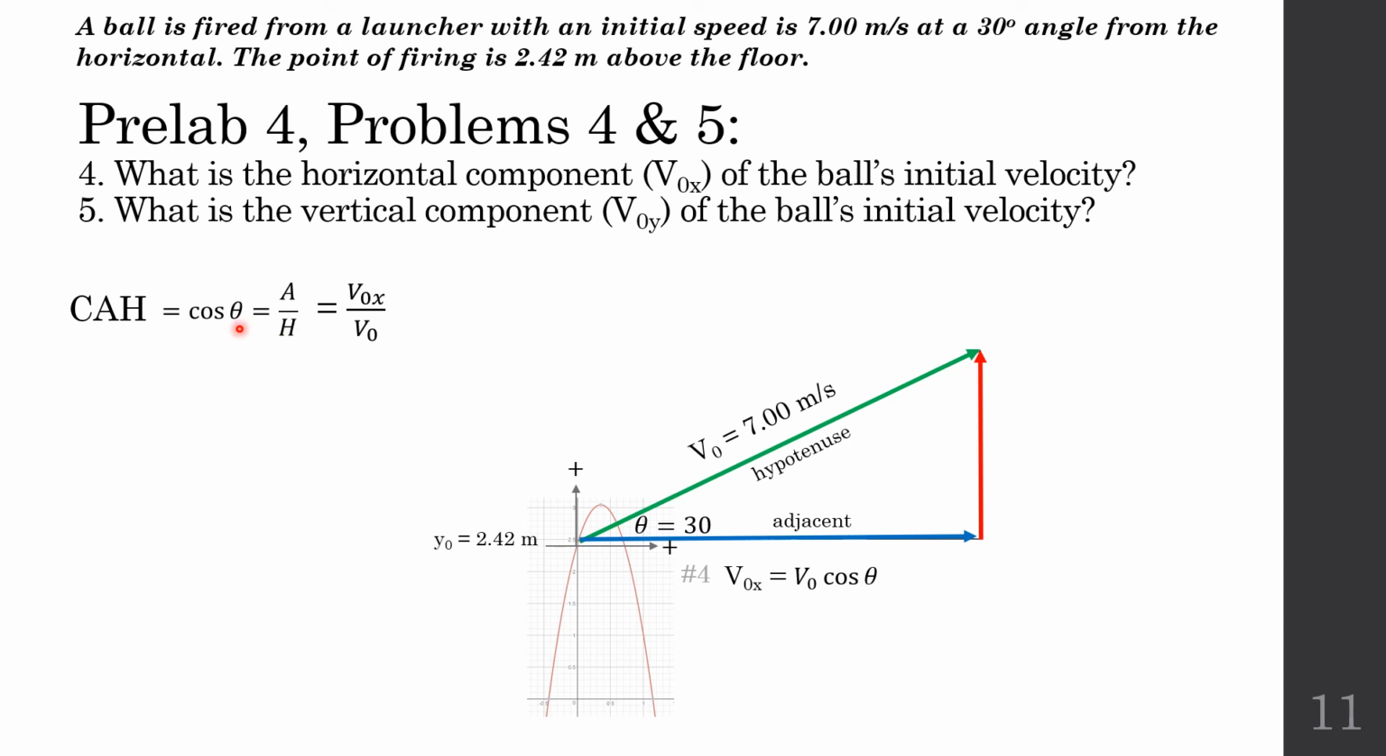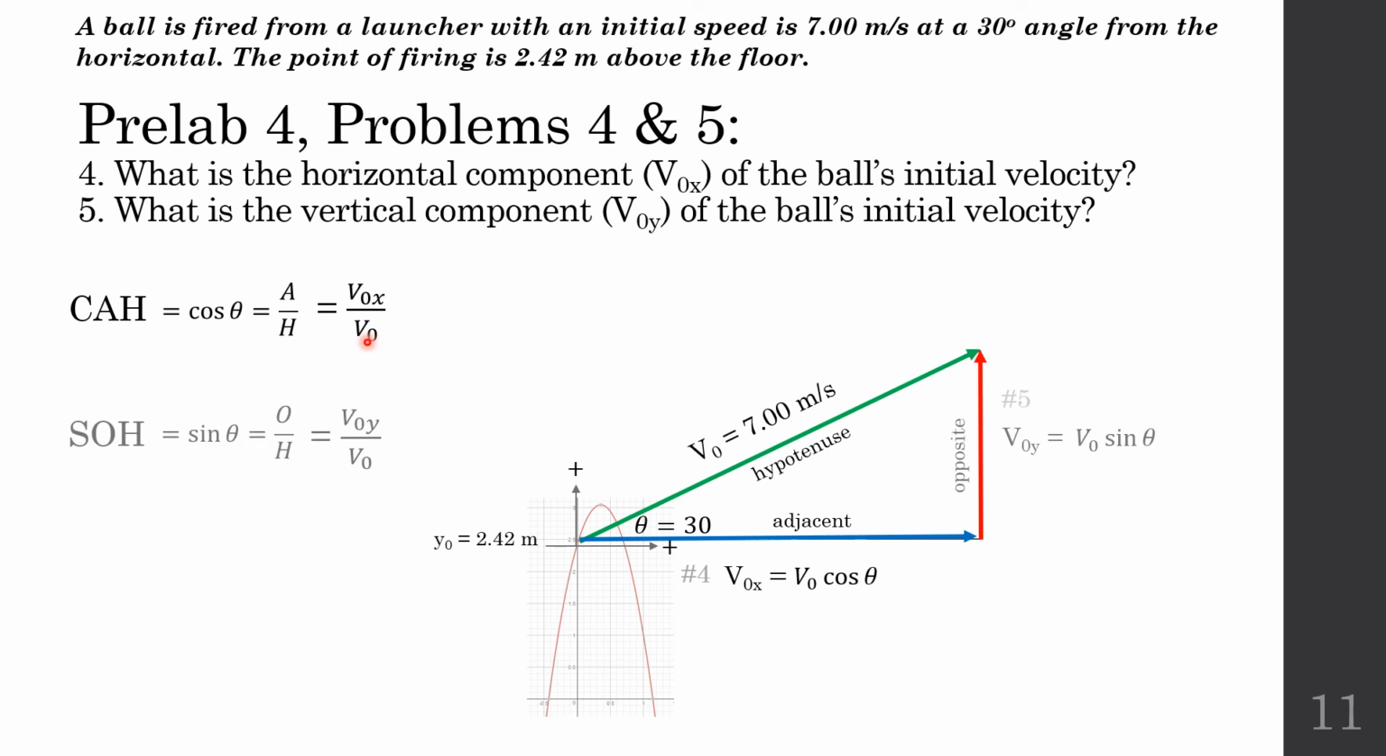That means that cosine of theta is equal to VOX over VO, or simply if we're trying to solve for VOX, we can rearrange this to be this equation down here. So we have VO cosine of theta, because we just multiply both sides by VO.